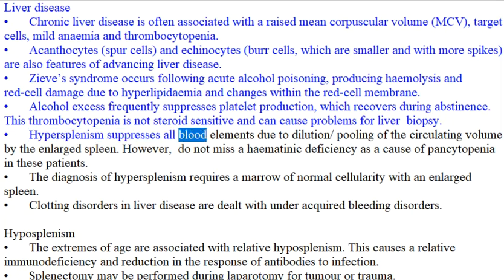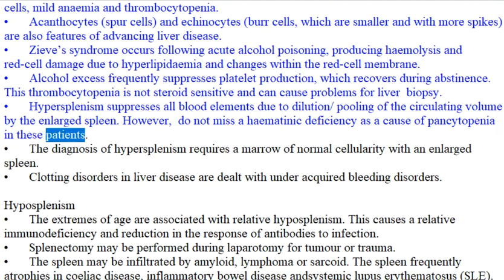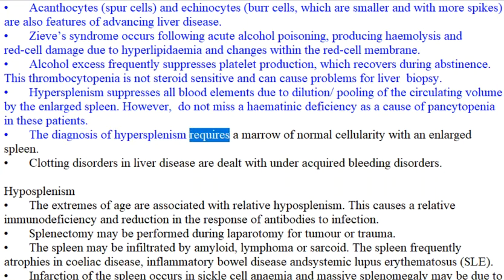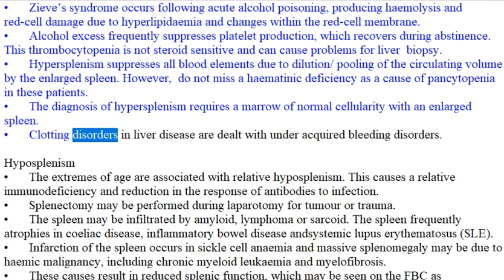Hypersplenism suppresses all blood elements due to dilution/pooling of the circulating volume by the enlarged spleen. However, do not miss a hematinic deficiency as a cause of pancytopenia in these patients. The diagnosis of hypersplenism requires a marrow of normal cellularity with an enlarged spleen. Clotting disorders in liver disease are dealt with under acquired bleeding disorders.